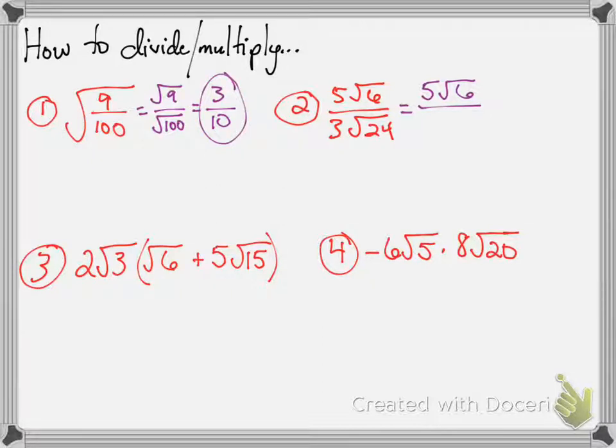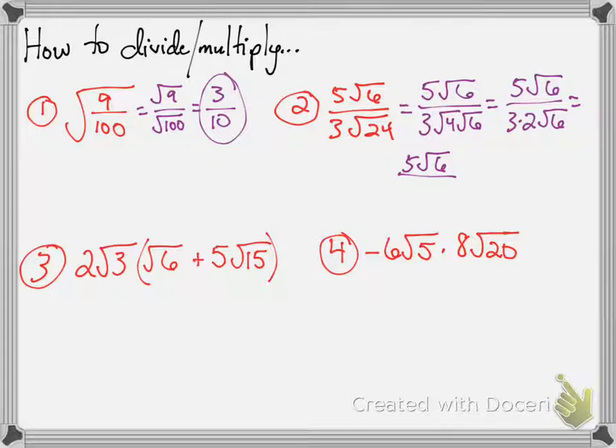Now, if I look at 3 square root 24, we're going to keep the 3 out front. Square root of 24 would be the same as the square root of 4 times the square root of 6. Well, we already know the square root of 4 is 2. So I'm going to rewrite the denominator as 3 times 2 square root 6. And we're going to have 5 square root 6 over 6 square root 6.